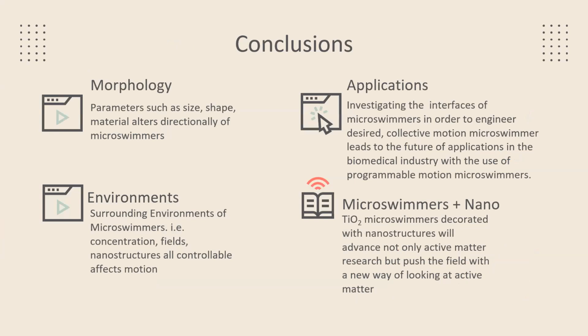So in conclusion, morphology, environment, and shapes all affect my microswimmers and how they move and how they interact with their environments. Some future applications of my microswimmers can be looked at as leading to the future biomedical industry and programmable dispersion of medicine in the body, with cargo delivery with my microswimmers. And finally, with my microswimmers plus my nanoclusters with Jen, we could hopefully push active matter research forward. And yeah, thank you.